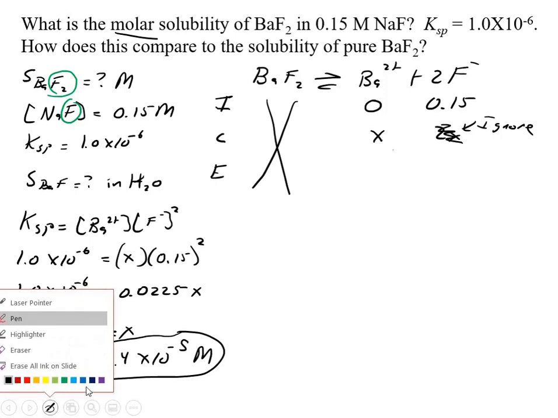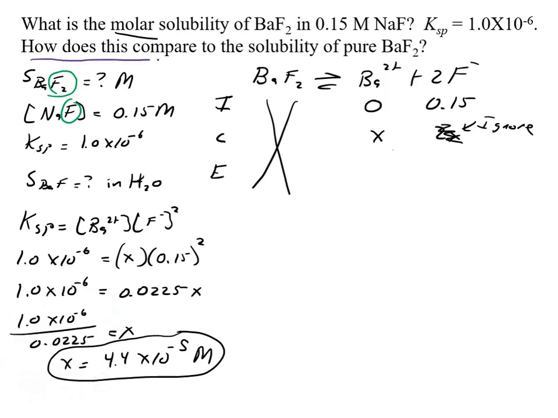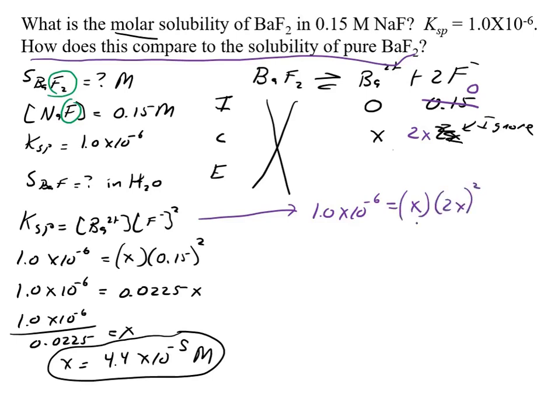Now we'll do the second part. How does this compare to pure water? I'm going to do the same thing, except that now this is going to go to 0, and I now have to include my 2x. So I'm still going to have the same KSP expression. It's going to be 1.0 times 10 to the minus 6 is equal to x, but now it's going to be times 2x squared. So x times 4x squared gives me 4x cubed. So divide both sides by the 4.